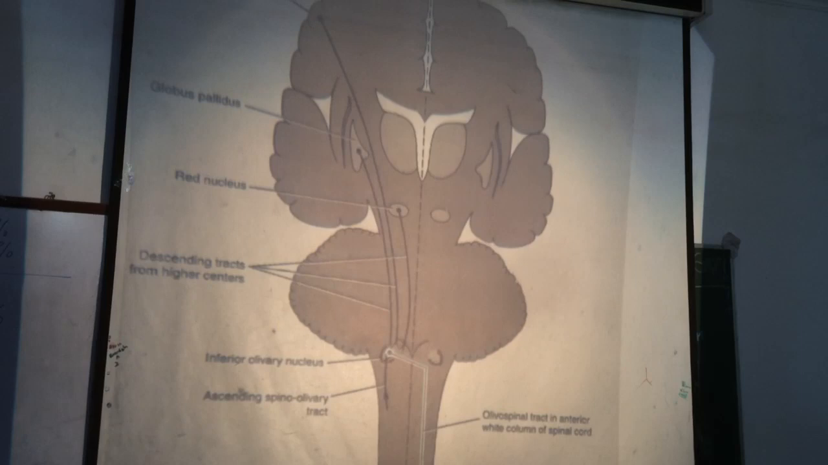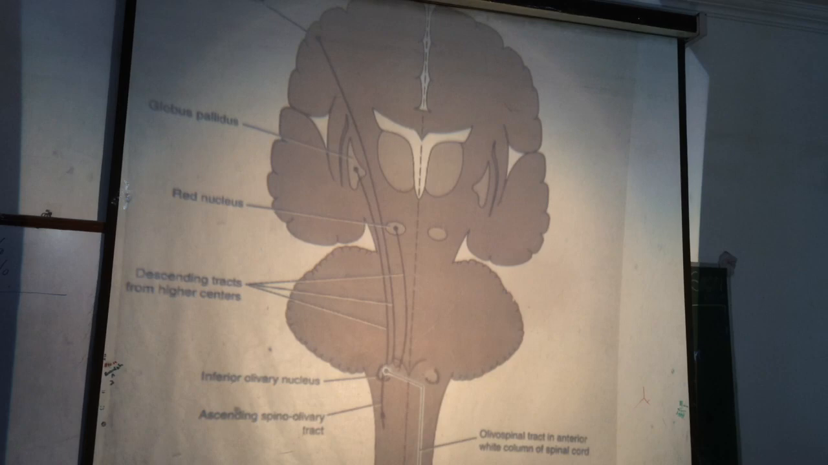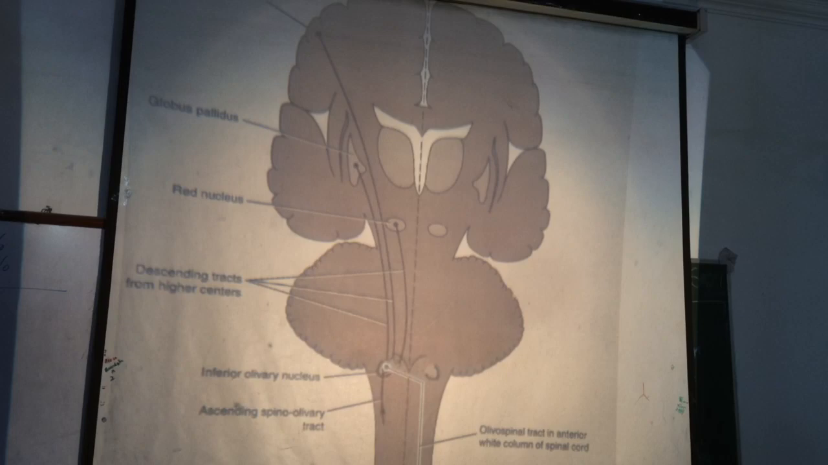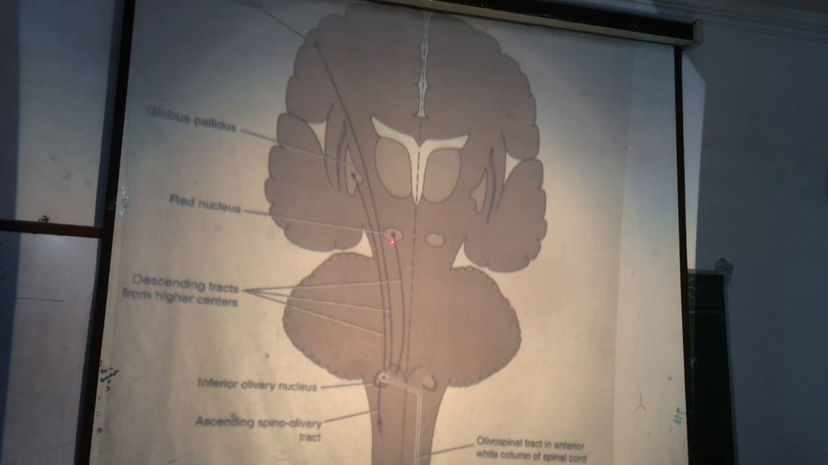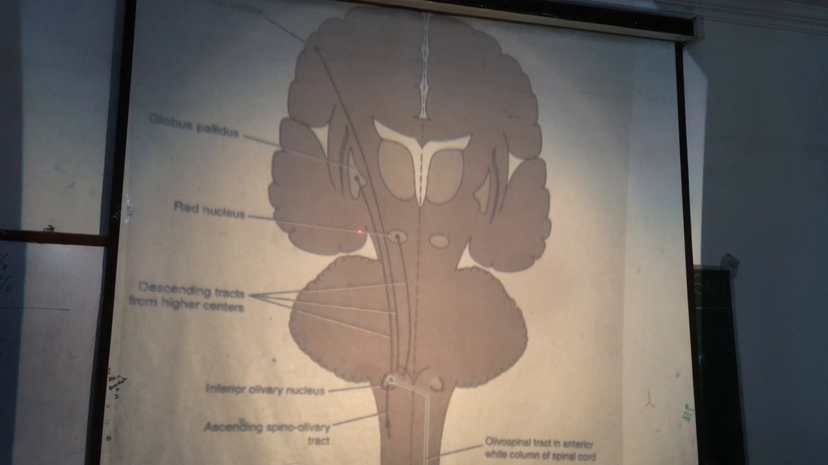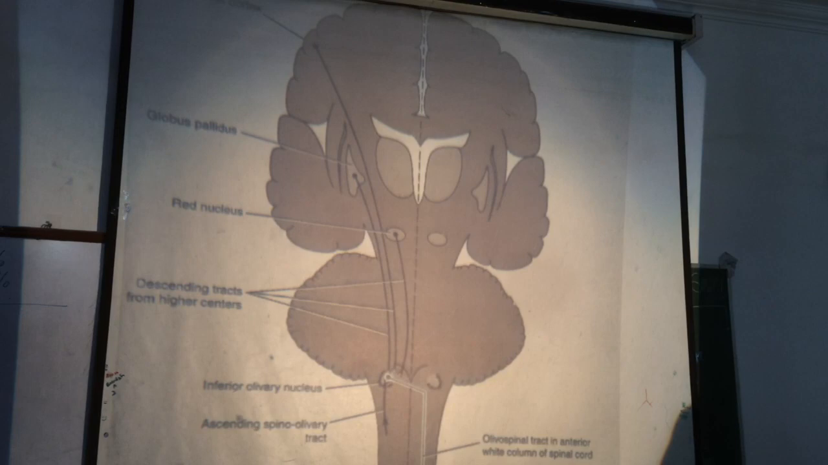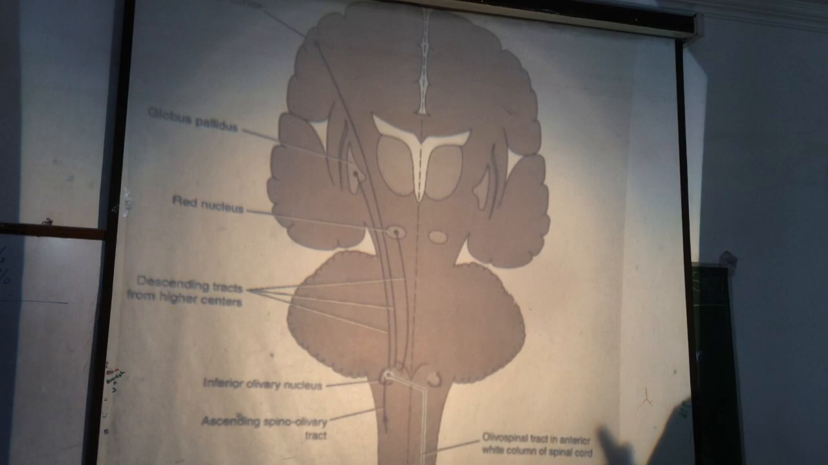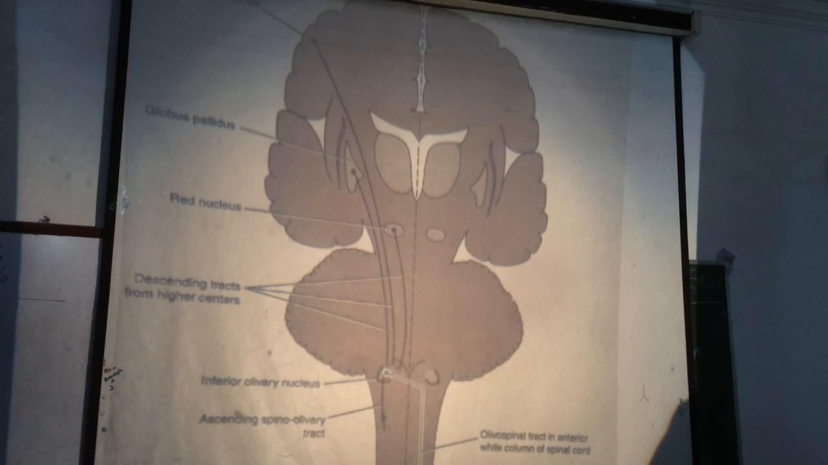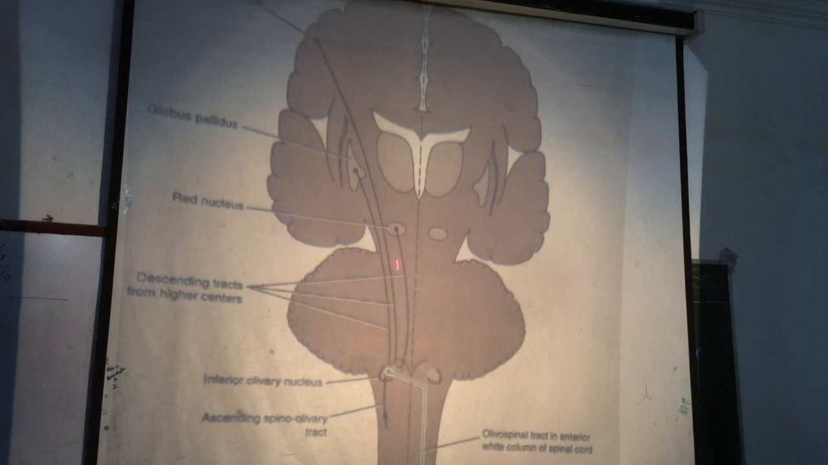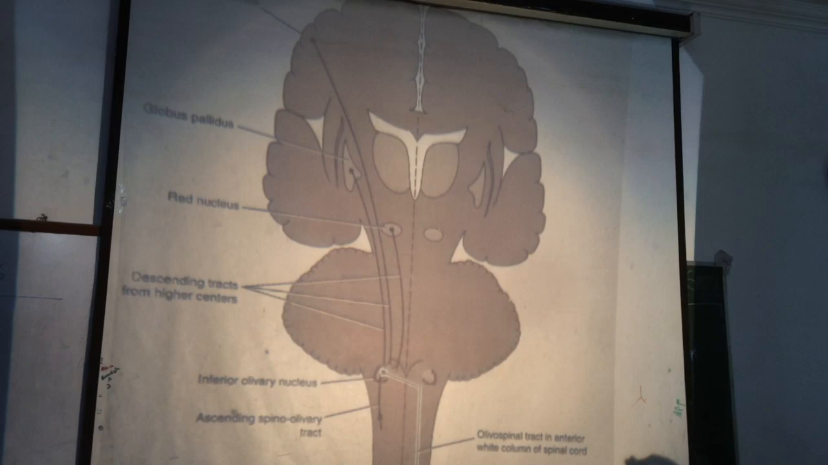Now, the red nucleus has connections with the cerebral cortex and also with the cerebellum. So the rubrospinal tract forms an alternate, accessory pathway through which the cerebral cortex and cerebellum control the motor neurons in the anterior gray column of the spinal cord.